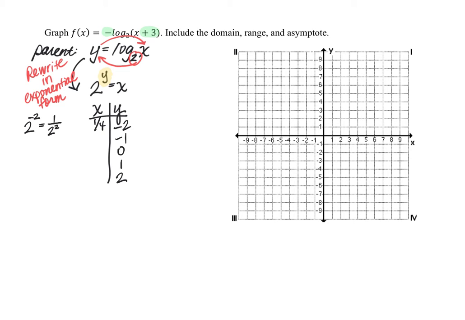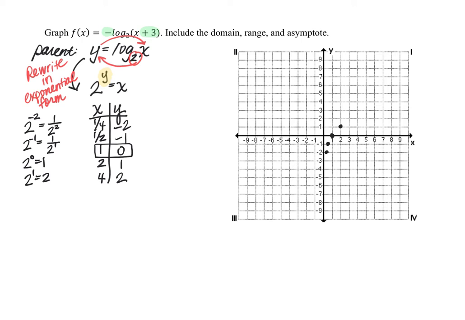So let's plot 1/4 comma -2. We'll just estimate right 1/4 and down 2 somewhere about here on my graph. 2 to the negative first power will be 1 over 2 to the first power, which is just 1/2. 1/2 comma -1 will be plotted here. 2 to the 0 power will be 1. So we have that x-intercept, which will be common for all logarithmic graphs. The parent functions will always pass through 1 comma 0. Then we have 2 to the first, which is 2, and 2 to the second, which is 4.